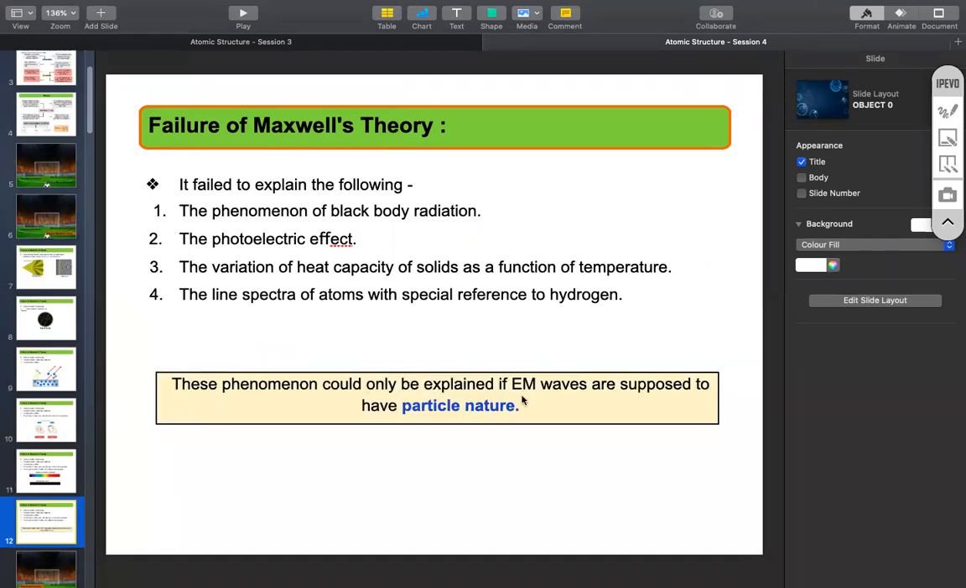So these phenomena could not be explained if electromagnetic waves are supposed to be waves. So how will they be explained? These four phenomena will be explained only if electromagnetic waves are supposed to have particle nature. Means if you assume wave nature, you can't explain these four phenomena, but if you assume particle nature, you can explain them. Is it clear to everyone?